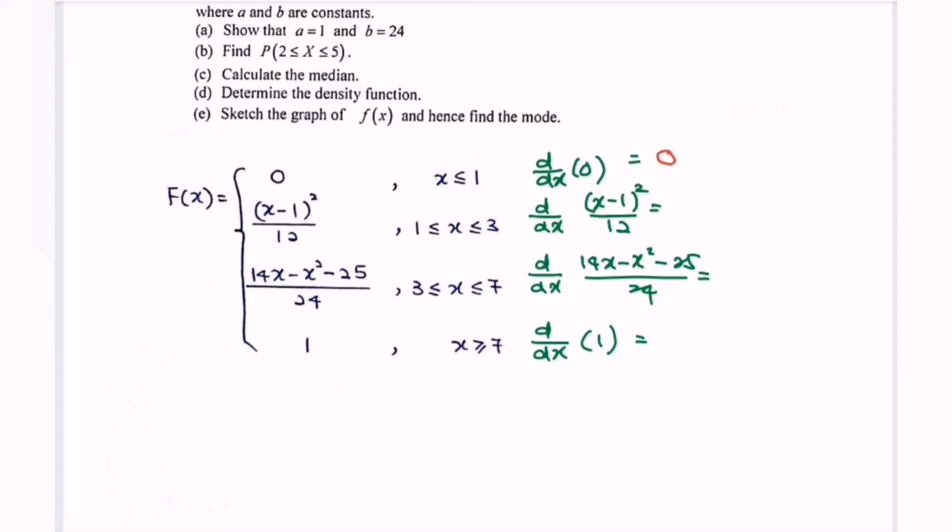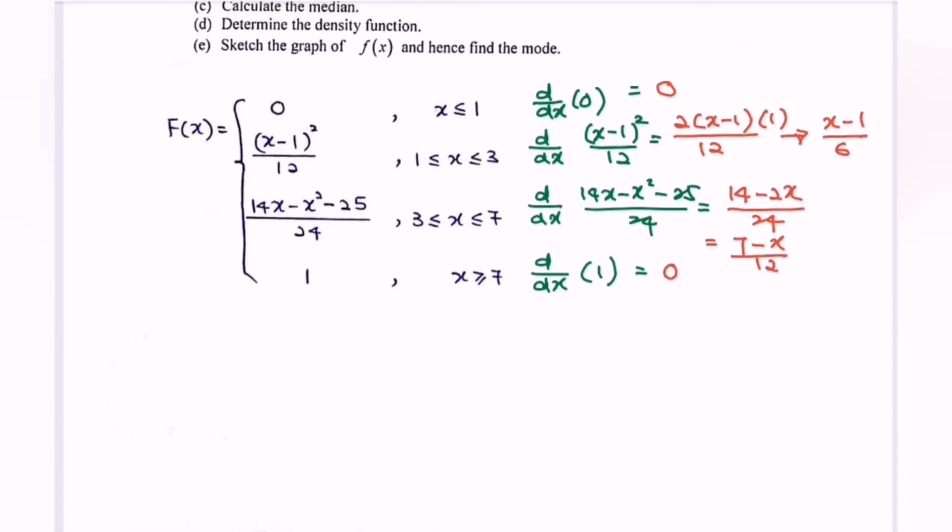Continue. Differentiate the situation where we have 2 multiplied with (x minus 1) over 12. Do remember to differentiate the internal function, and we will have 1. So after we simplify, we will have (x minus 1) over 6. Continue. Differentiate this part, so we will have (14 minus 2x) over 24. If we simplify the situation, we will have (7 minus x) over 12. Finally, differentiate the 1 and we will have 0.